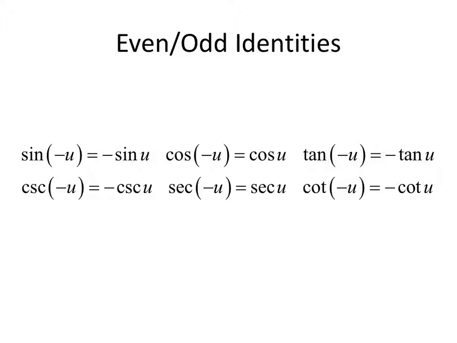Even and odd identities, keep in mind that the cosine and secant functions are even, therefore cosine of negative u is positive cosine of u, whereas sine, cosecant, tangent, and cotangent are odd functions, therefore the tangent of negative u is negative tangent of u. So even functions in the middle, odd functions around the outside.